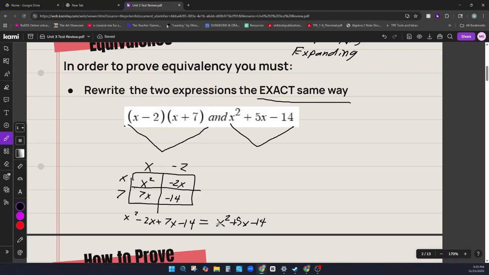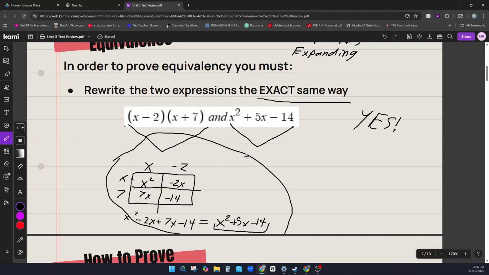So already at this point, I can stop and show that I was able to simplify this side so that it exactly matches the other side. So I could say, yes, they are equivalent. And of course, my showing my work is me justifying and proving my answer. You can't just say yes, you must show me how you got there, how you're able to simplify and get them to be the same way.